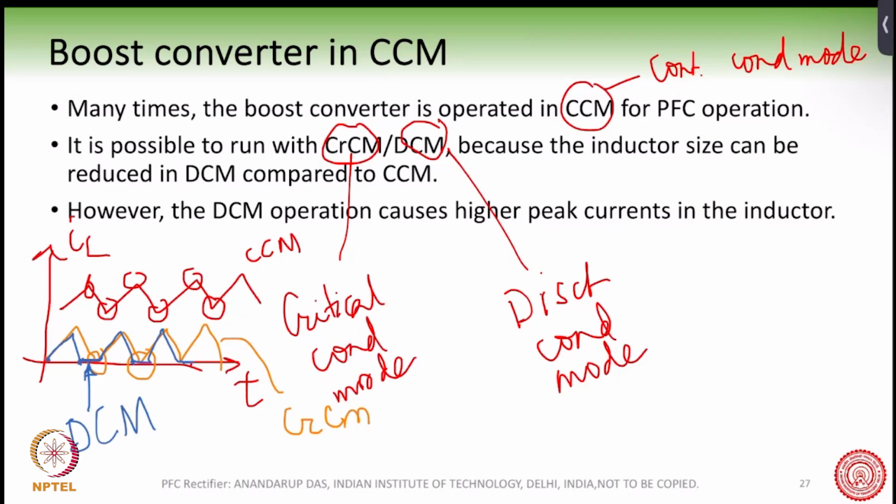This operation is sometimes used because, as we will see here also, the size of the inductor goes down in DCM. The reason is that you are not storing so much energy in the inductor, so the inductor can be smaller in DCM operation compared to CCM operation. But there is going to be one challenge here. We will see that the peak current will increase. But you can see the operation of CCM, critical conduction mode, and DCM in terms of the inductor current.